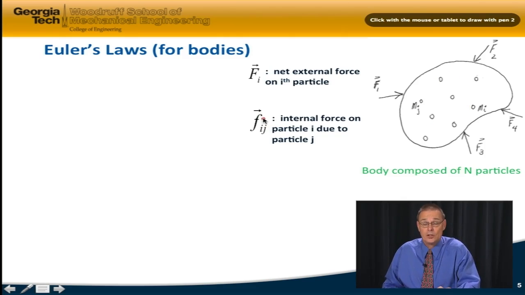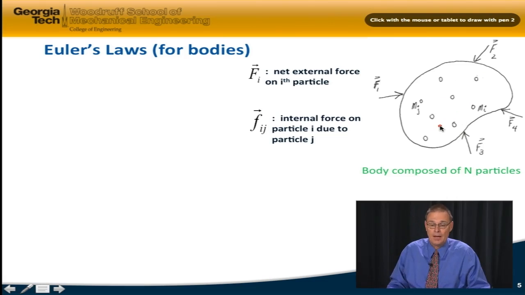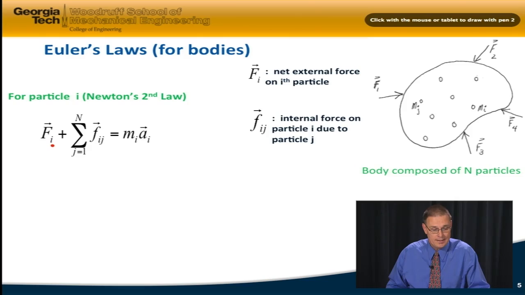Now, in addition to the external forces felt on particle I, the ith particle also feels these internal forces from all the other particles in the body. And so now you can write Newton's second law for the ith particle. Try to do it on your own and then come back and see how you did. And so what we have here is the external forces acting on particle I plus the internal forces acting on particle I, or the total forces acting on particle I, equals the mass times the acceleration of particle I by Newton's second law.